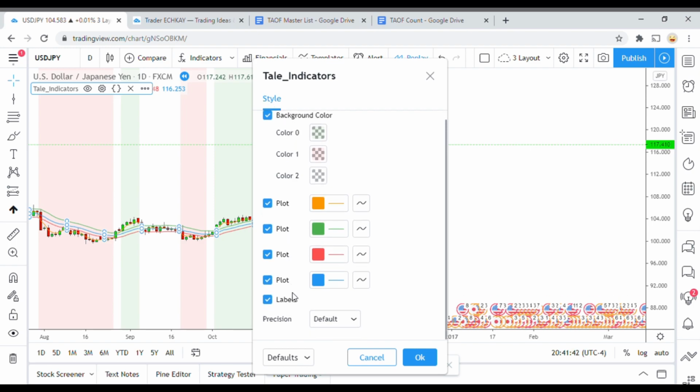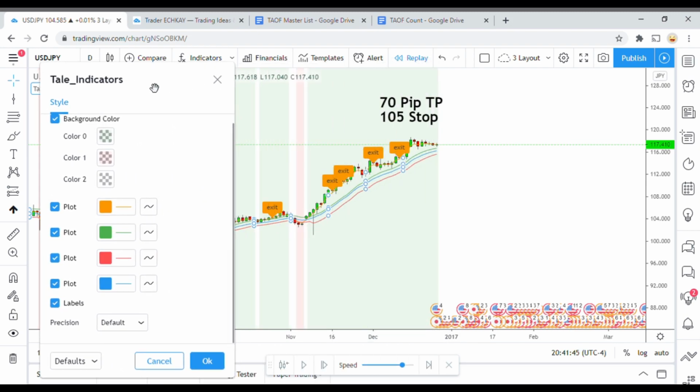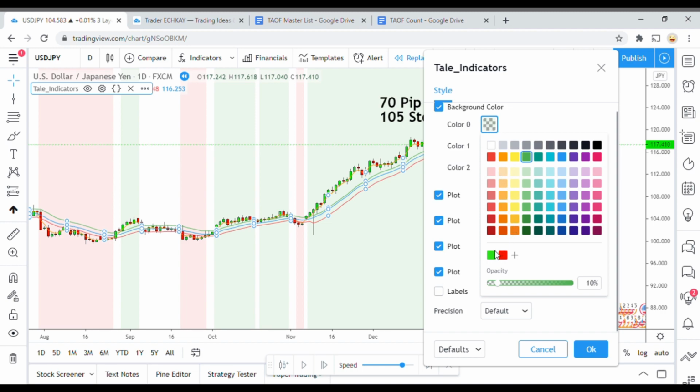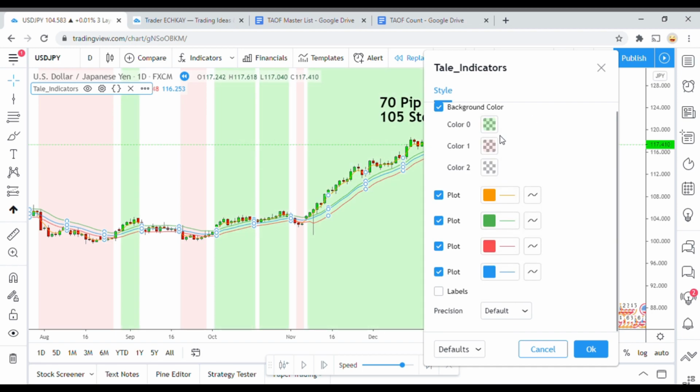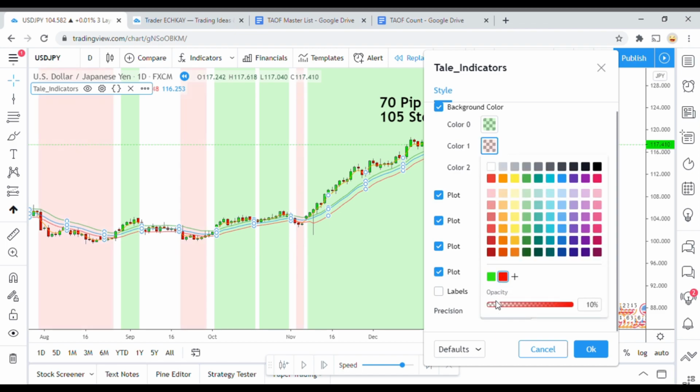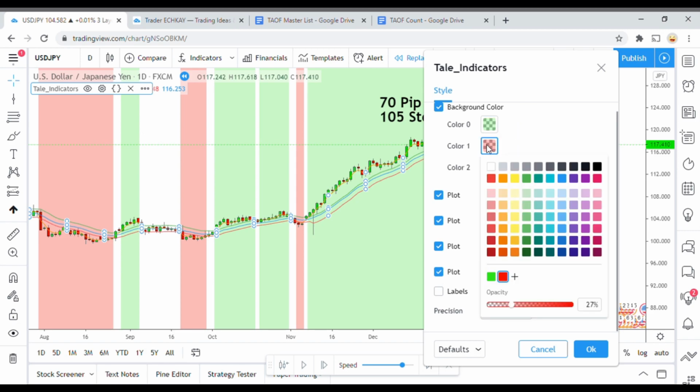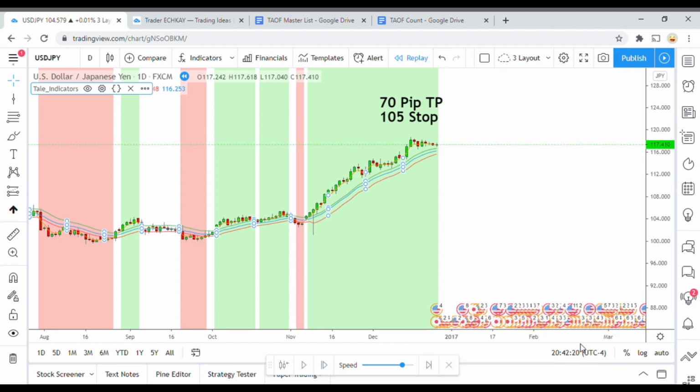And let's see. Let's turn off those labels because we really don't need them. And let's change the color of the background. Let's see what I set this one at. Let's do 25 and 25. All right, there we go.